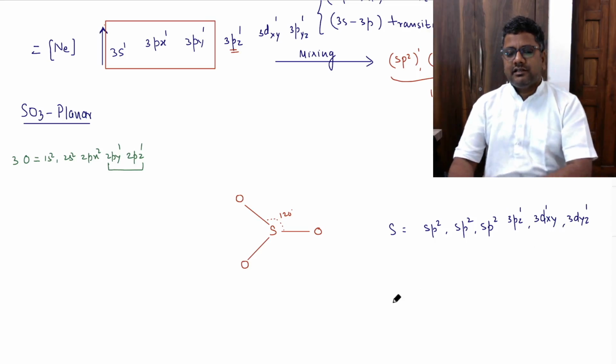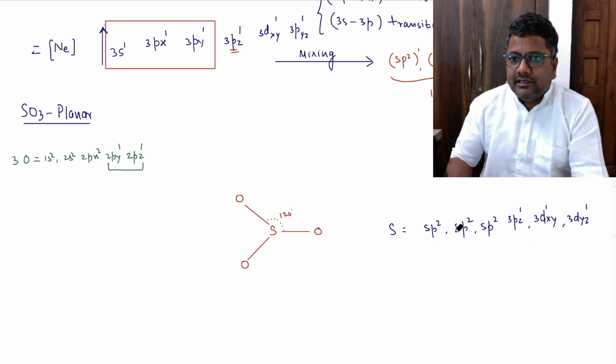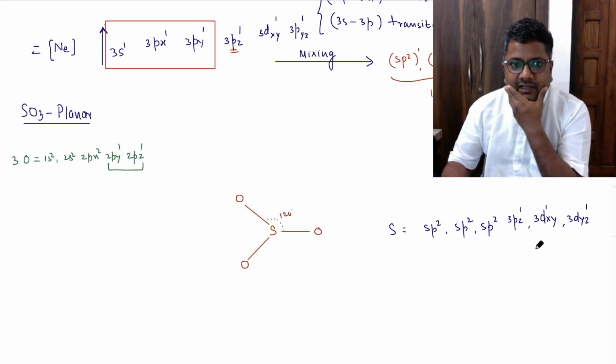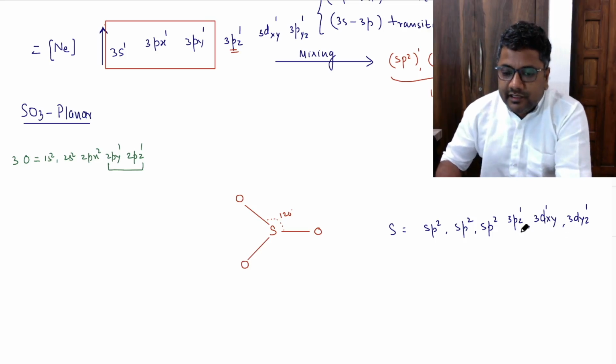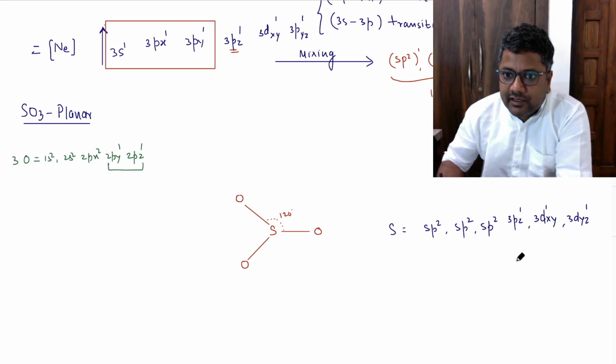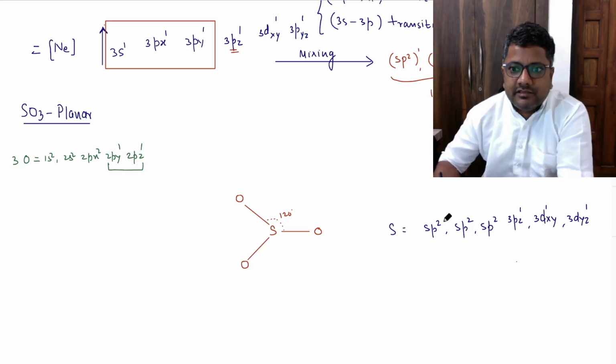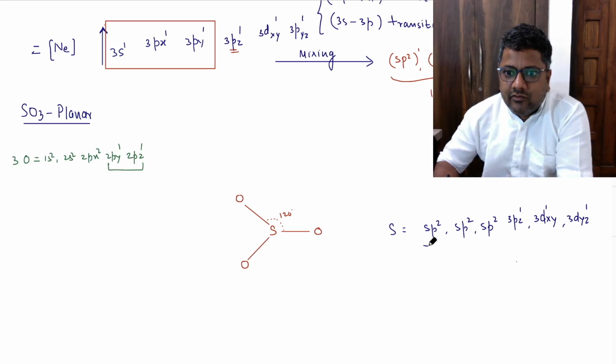So first you can see which atomic orbital of oxygen will form a pi bond with this. See, pz of one oxygen atom. Oxygen atom has two atomic orbitals, so one of each will overlap with this sp2.